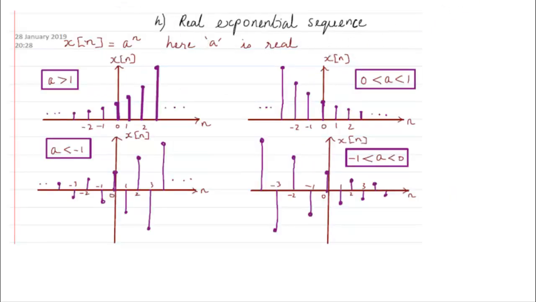Now when we come to the discrete signal, we have the sequence, the real exponential sequence. So here the equation is very simple. It is a raised to power n, and the value of a can have multiple values. For example, it can have a negative value like minus 2, or a negative value which is between 0 and minus 1, or a positive value which is between 0 and 1, or a value which is greater than 1. So the 4 situations I have drawn here.